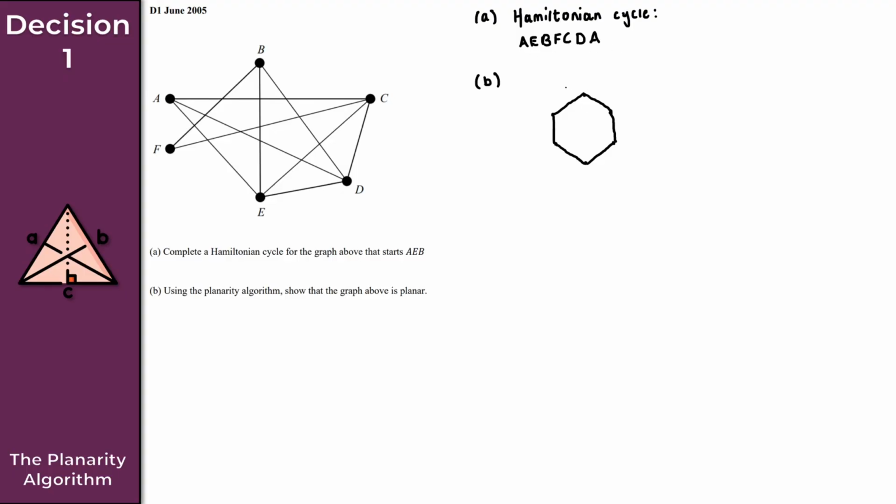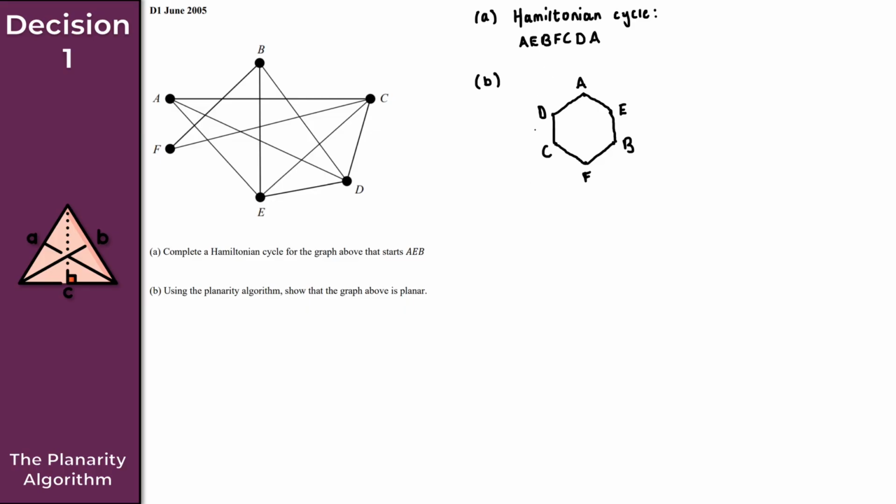So if this vertex here is A, the next vertex along must also be in this order, right? So this is A, this must be E. In that case, then this must be B here. This must be F. This must be C. And then finally, this here must be D, right? We just follow the order of our Hamiltonian cycle.